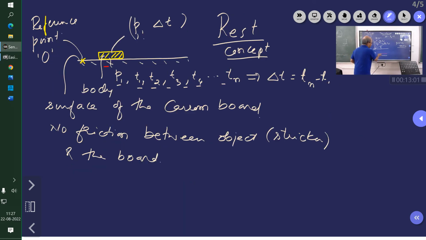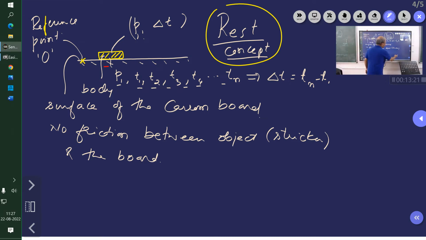Okay, and now what have we studied? We have studied the concept of rest. So therefore you see both these concepts are very well identified. Okay, students? Well, now we shall proceed with the third experiment.